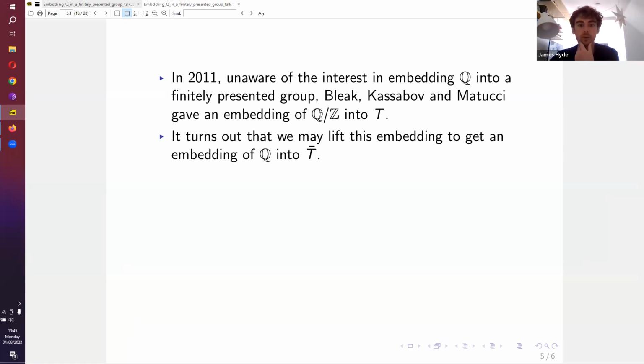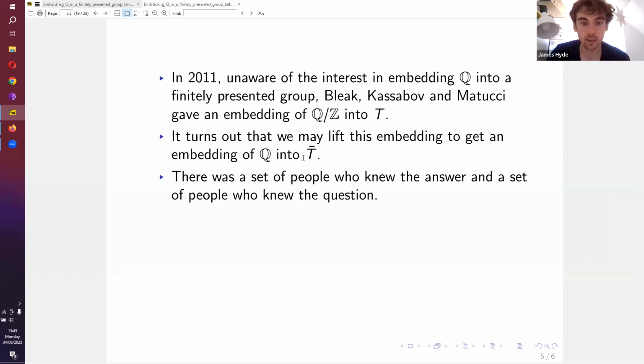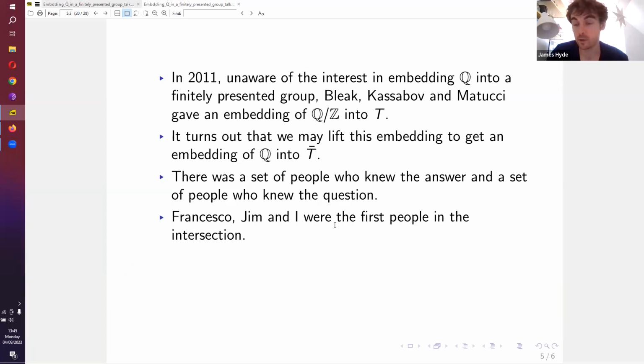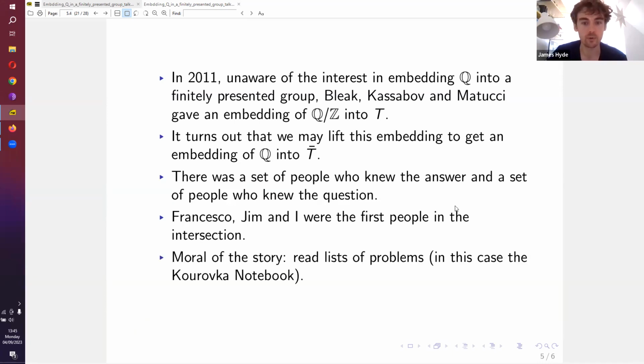Okay, but it turns out if you just take this embedding of Q over Z into T, and then take the lift of that copy of Q over Z to T bar, then you just get a copy of Q in T bar. So there was this situation where there was a set of people who knew the answer and a set of people who knew the question, and they just happened to not intersect. And Francesco, Jim, and I were the first people in that intersection. So we were mainly just really lucky. And the moral of the story is you should read a list of problems like the Copenhagen notebook because it just tells you what people are interested in.